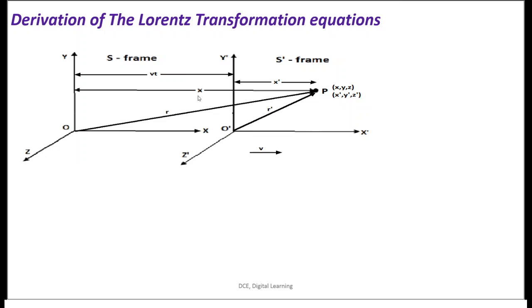P is a point at a distance x from the origin of S frame, and here we have taken a small r, which is the distance from the observer at O to the point P. r prime is the distance of the observer at O prime to point P. x prime is the distance of point P from the S prime frame, and vt is the distance between the two frames of references. v is the velocity of the S prime frame moving with respect to S frame.